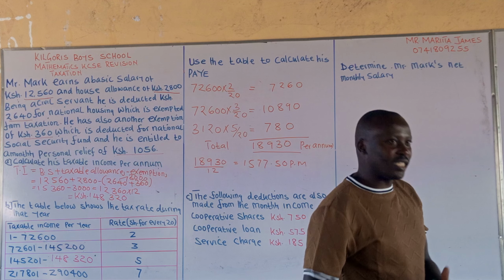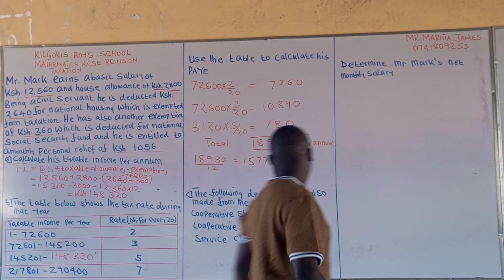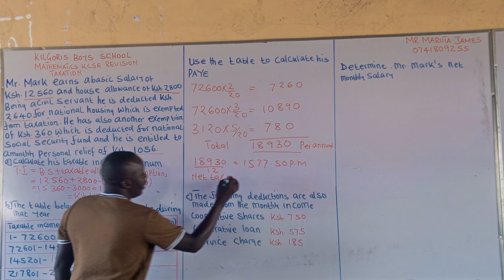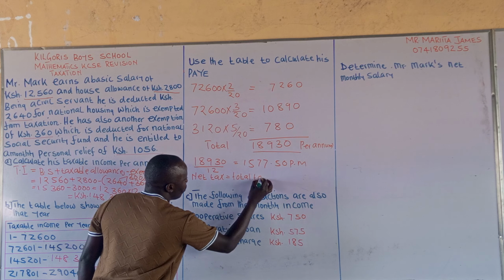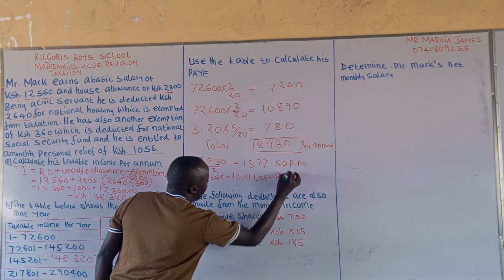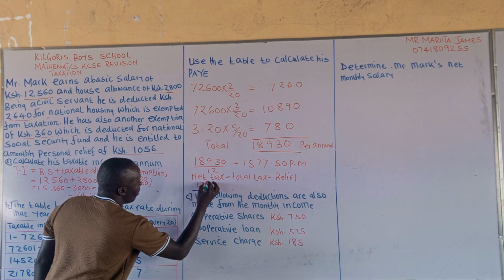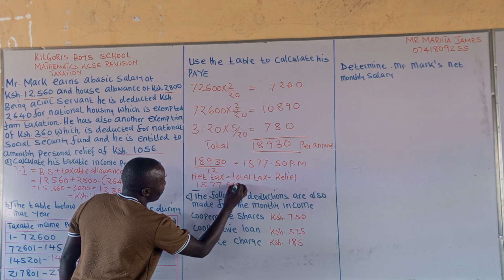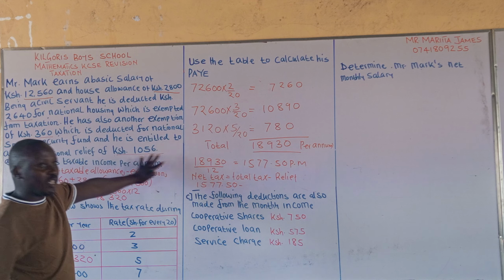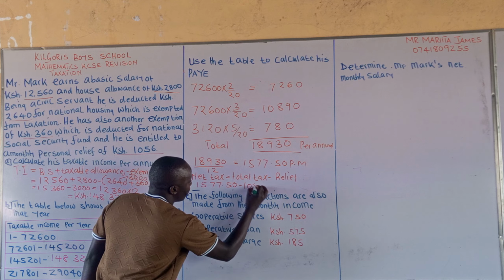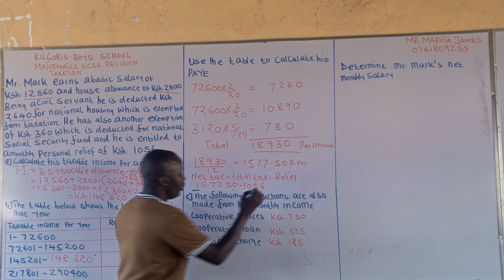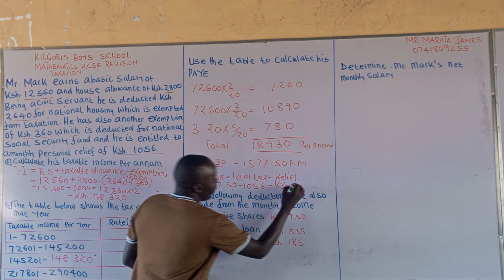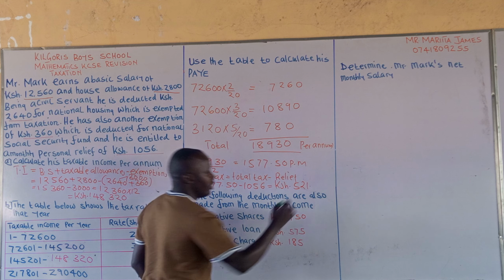But how do you get the net tax? Net tax is equivalent to the total tax minus relief. So our net tax is equal to the total tax, then minus relief. The total tax we have here is 1,577.50 minus the relief. We have only one personal relief here, which is 1,056. So this will be equivalent to Kenya shillings 521 and 50 cents per month.